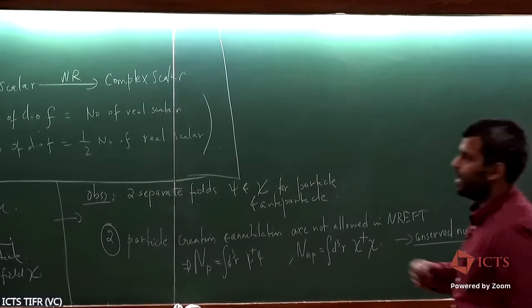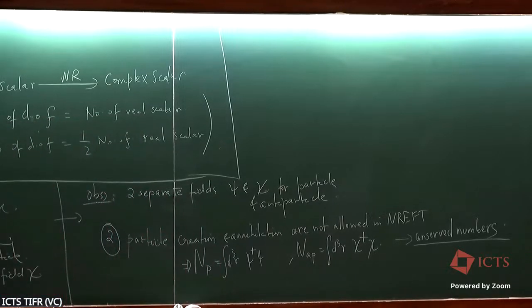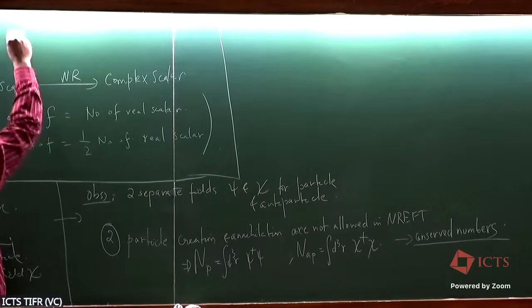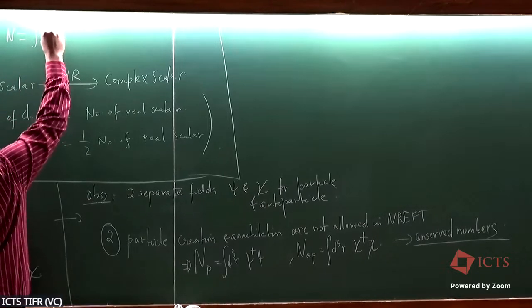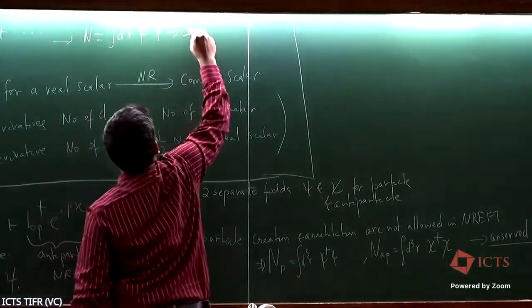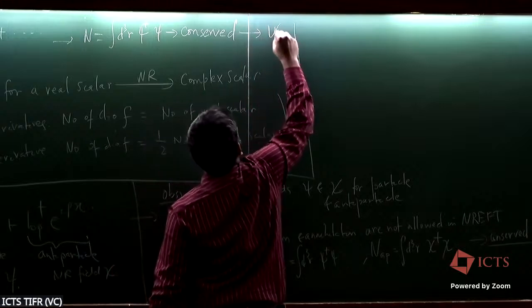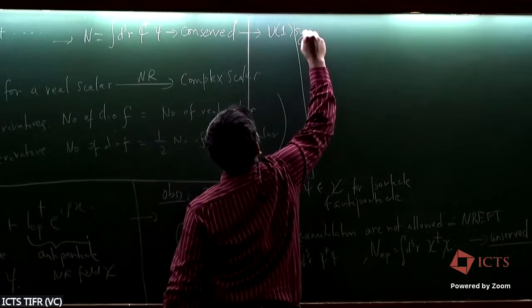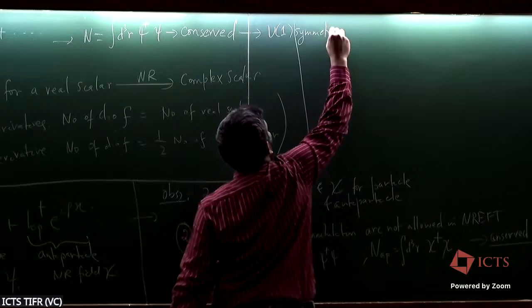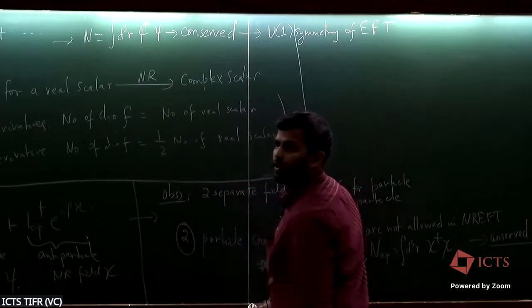As a simple example, I'm talking with respect to a complex scalar. Even in the case of a real scalar here, if I write a number operator, which is the integral d3r psi dagger psi, this is conserved. And this corresponds to a U1 symmetry of the EFT.